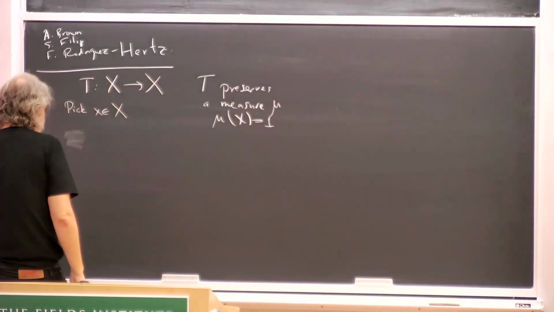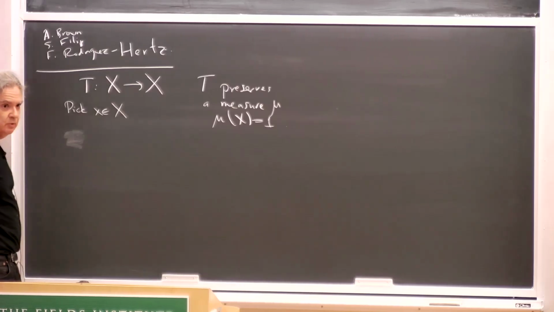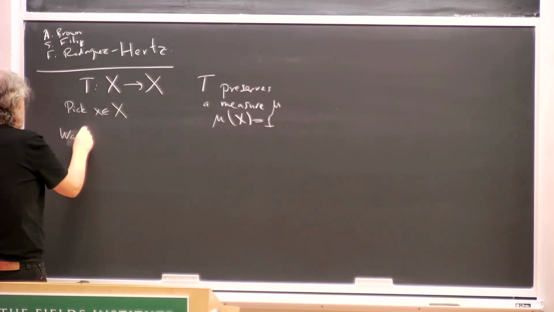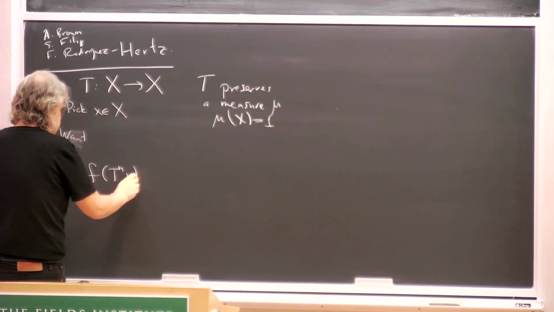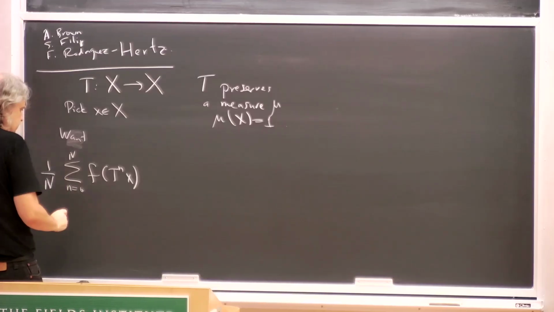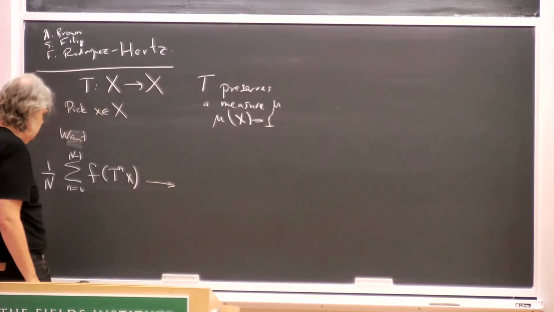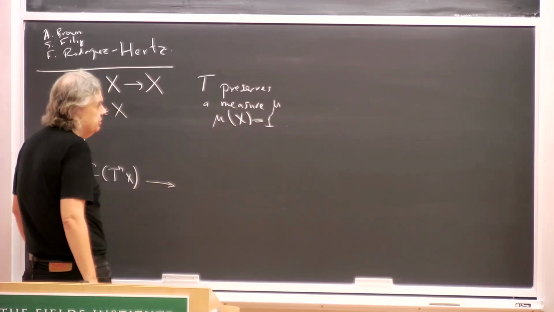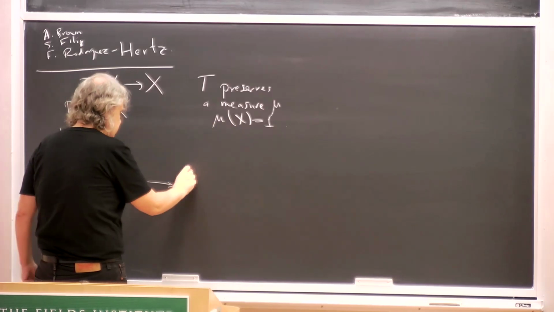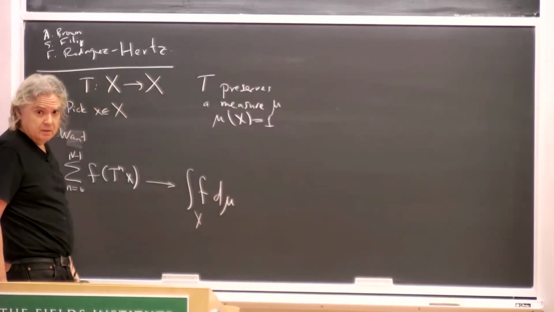So if you pick a point, you want to understand the orbit of this point in some statistical way. And typically what you want is this equidistribution theorem. So I want to average with respect to, I guess, f along the orbit. You want this to converge to something. The most natural thing is to converge to the integral of f with respect to the invariant measure.